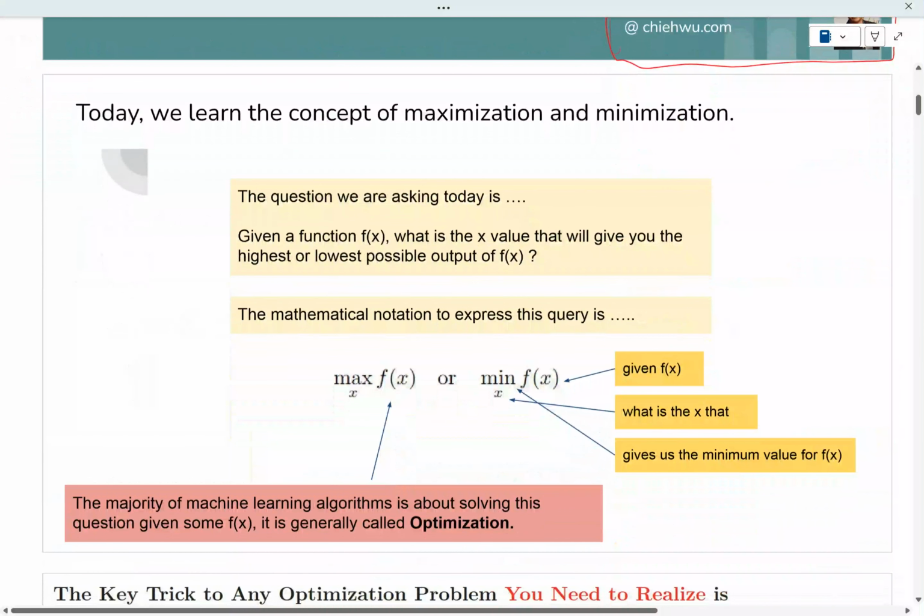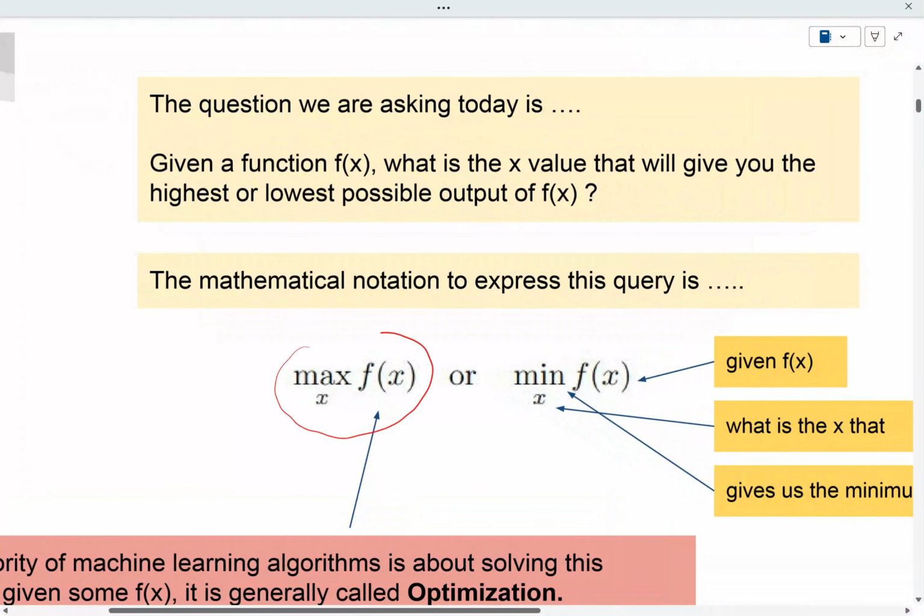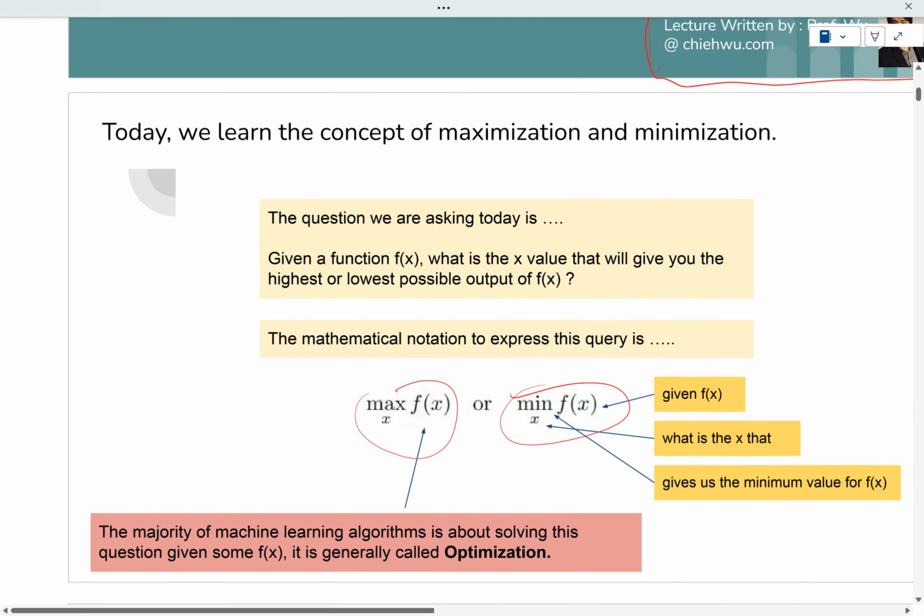So the number one thing we're learning today is the notation. When you see something that looks like this, what does that mean? Or this, right? What's happening? This is asking you to find the x that you plug into this function, such that the output of the function is maximized. And this is the opposite. We're trying to find the x such that when you plug it into the function, the output of the function is minimized. So when you read this, that's what you can think of. That's basically what it's asking you to do.